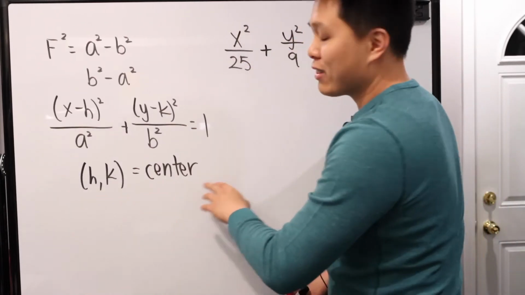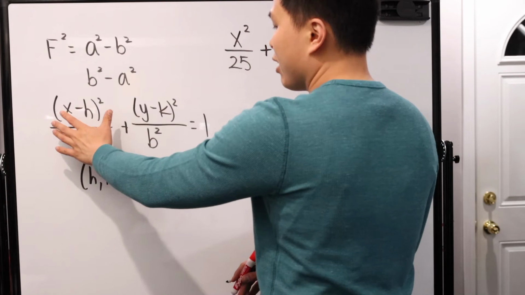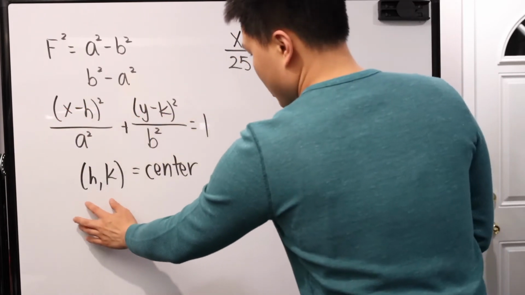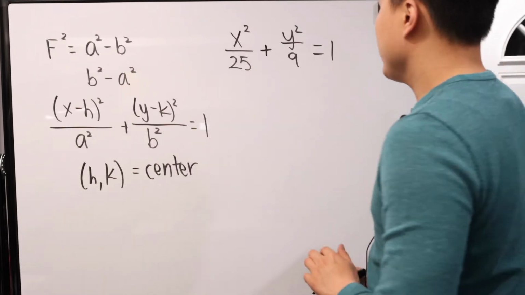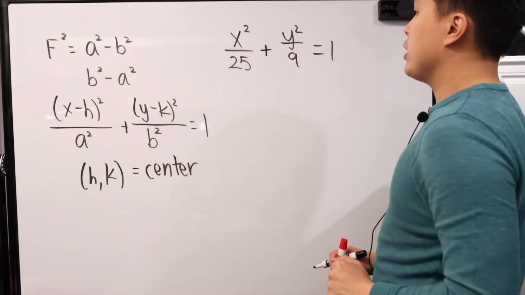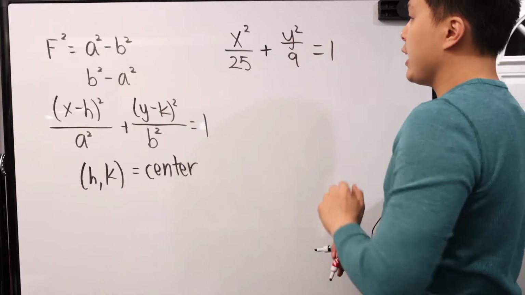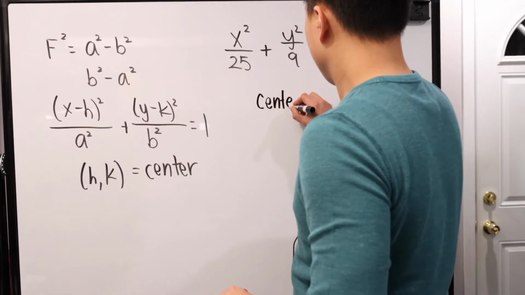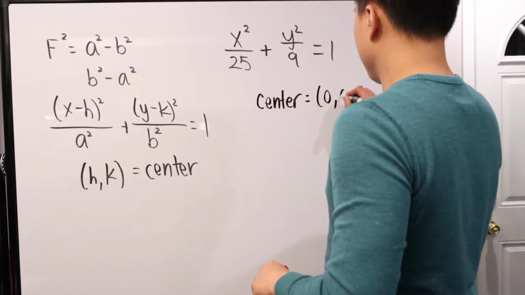And I've added this right here just in case, because here's our formula for an ellipse. And if you forgot h and k, what it means is basically the coordinate for the center point. So we're looking at this problem right here. We notice that there's no h and k. So just immediately we can see that the center itself is at 0, 0.